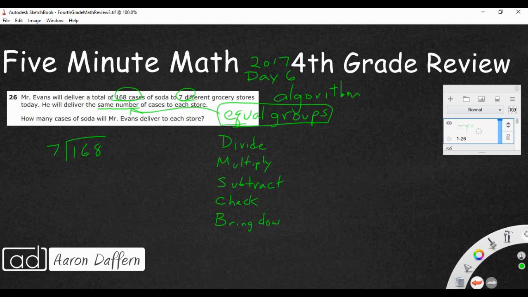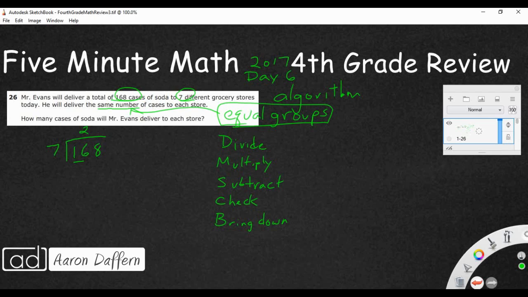So first, we look at our divisor here, 7, and we're going to look to see if we can divide it into the dividend, which is 168, one digit at a time. So can 7 go into 1? Nope, it can't. So we're going to bring in this 6. Now we're looking at, can 7 go into 16? Yes, it can. It can go in twice.